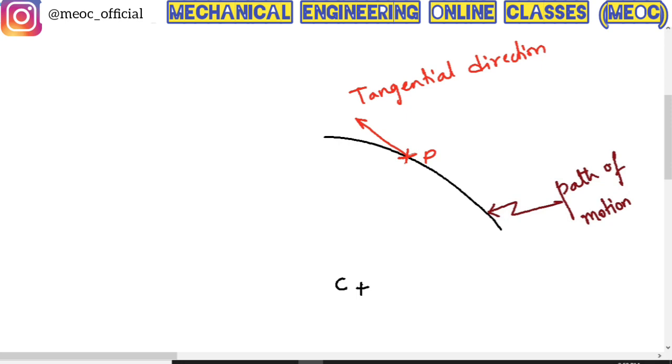The direction from P towards the center of curvature of the path is the normal direction. Perpendicular to tangential direction is normal. So this direction is normal direction. So if the motion of particle is described in terms of these two directions, then the system is said to be in tangential and normal coordinate system. This is also called as natural coordinate system.